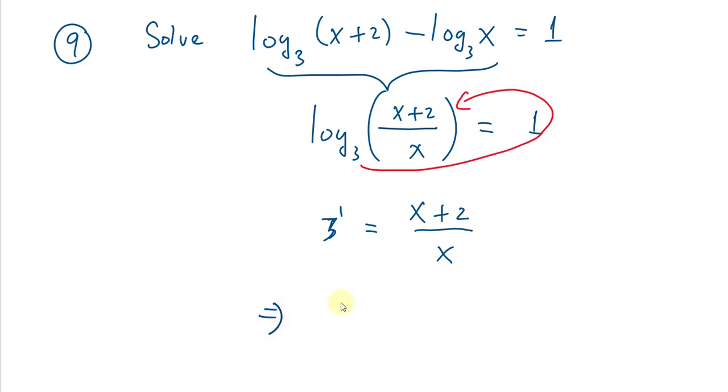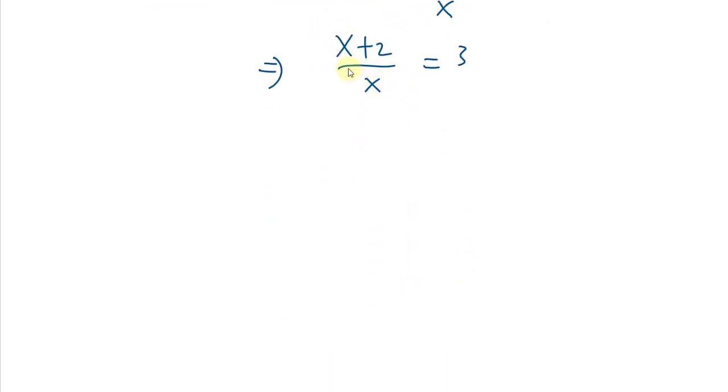So that's telling me, let's move this to the left side just to make it easy, and the 3 to the right hand side. I go ahead and multiply by x on both sides. So multiply by x here. Okay, something is wrong here.